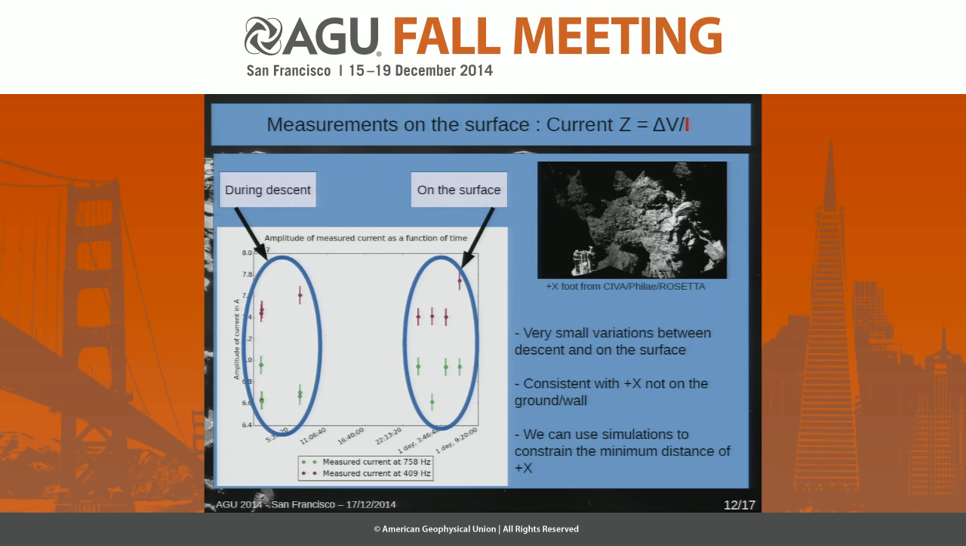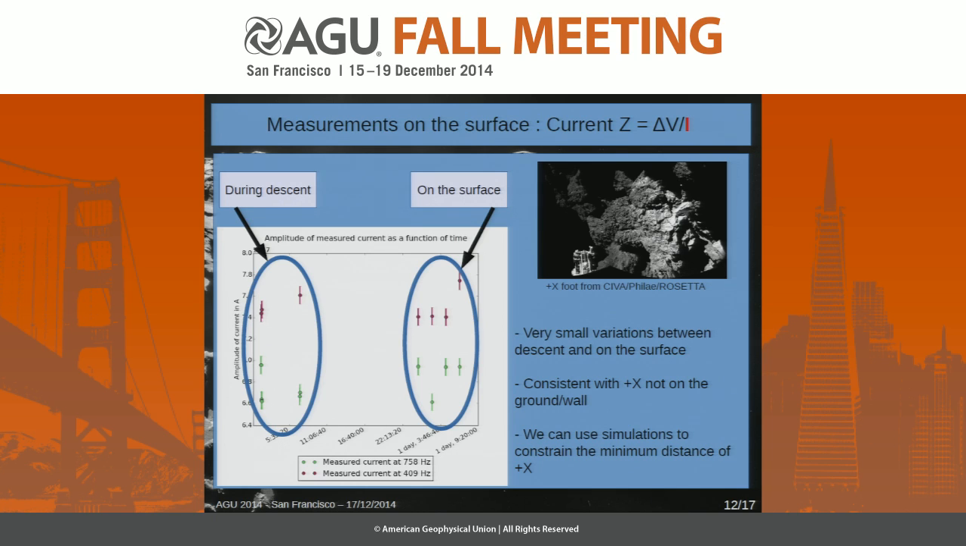So I'm going to talk about the current right now. Here it's a similar plot to what I showed you earlier. We have the amplitude of the current as a function of time since the separation. Here we have the data points measured during the descent, and here we have the data points on the surface. These are with the plus X electrode. The points I showed you earlier are these points here. What we can see is there doesn't seem to be a very big variation between the measurements during the descent and on the surface.